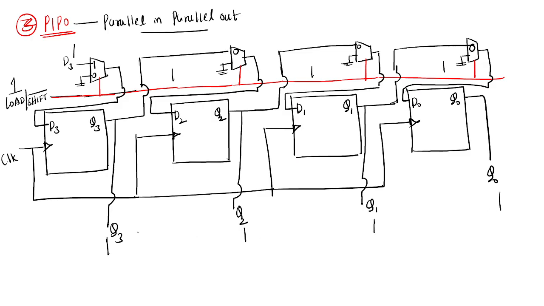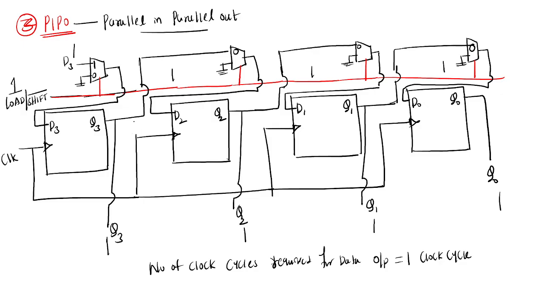How many clock cycles does it require? One clock cycle. Since parallel loading and parallel taking out of the data is happening, the number of clock cycles required for data out for PIPO is one clock cycle. Do you understand? Understood, sir.